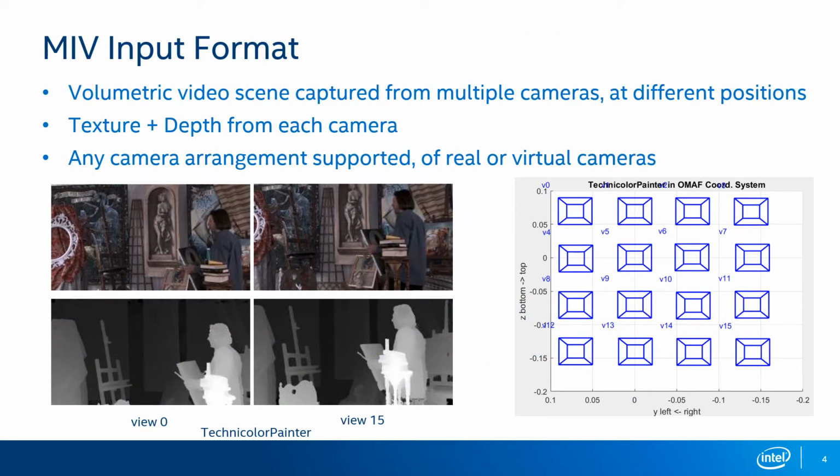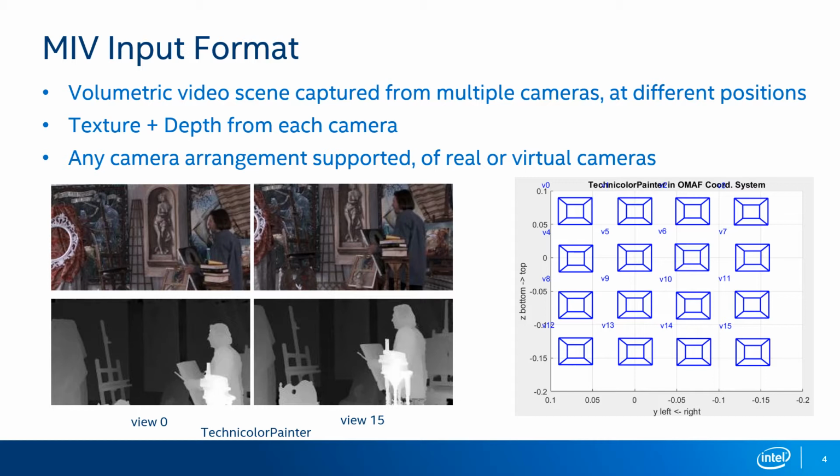For the MIV standard, I want to talk first about the expectation for the input format. If you want to use the MIV standard, you need content. You need a representation of this volumetric video scene. This scene must be captured from multiple cameras at different positions to get different representations of the scene. And for MIV, there's the expectation that texture and depth are available from each camera. Any camera arrangement can be supported, and it could be real cameras or virtual cameras.